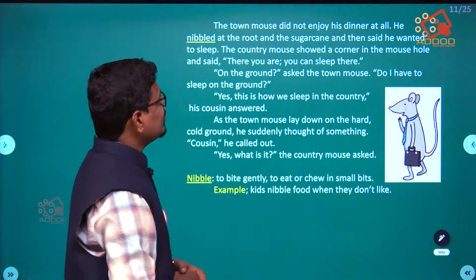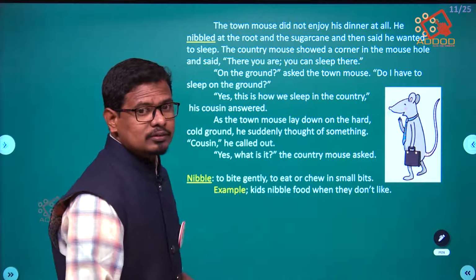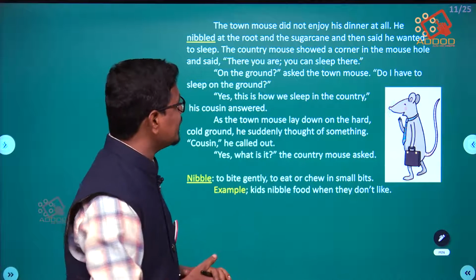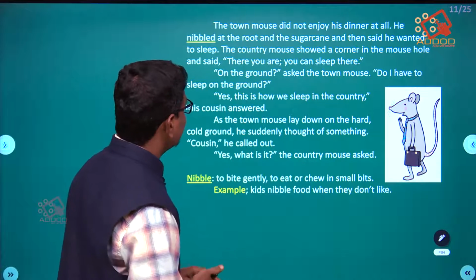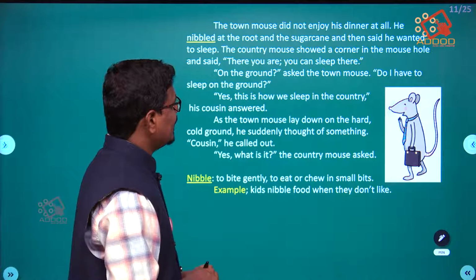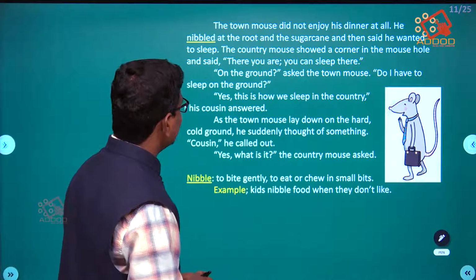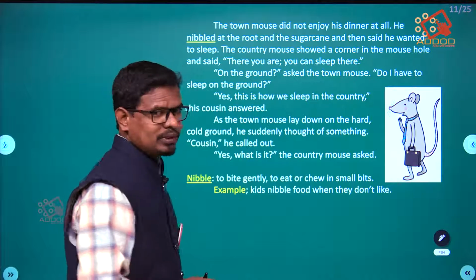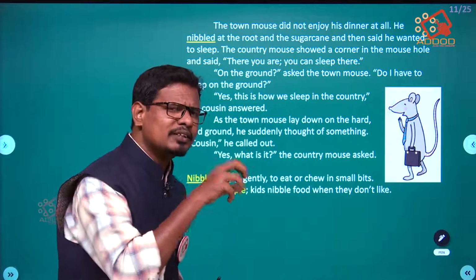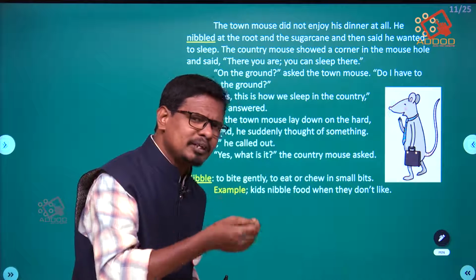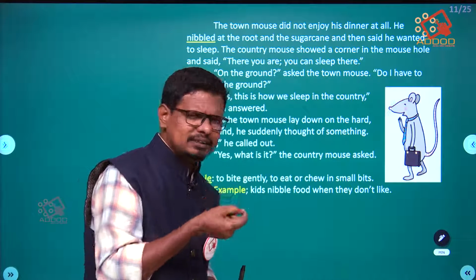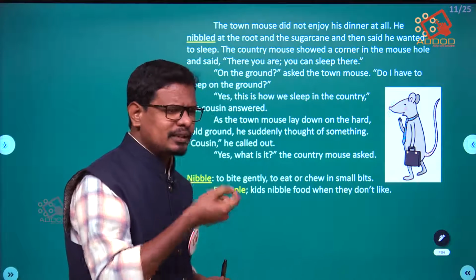So the town mouse did not enjoy his dinner at all. He nibbled at the root and the sugar cane and then said he wanted to sleep. He just nibbled. Sometimes when we don't like the food, what do we do? We just nibble, take a bit, a little.